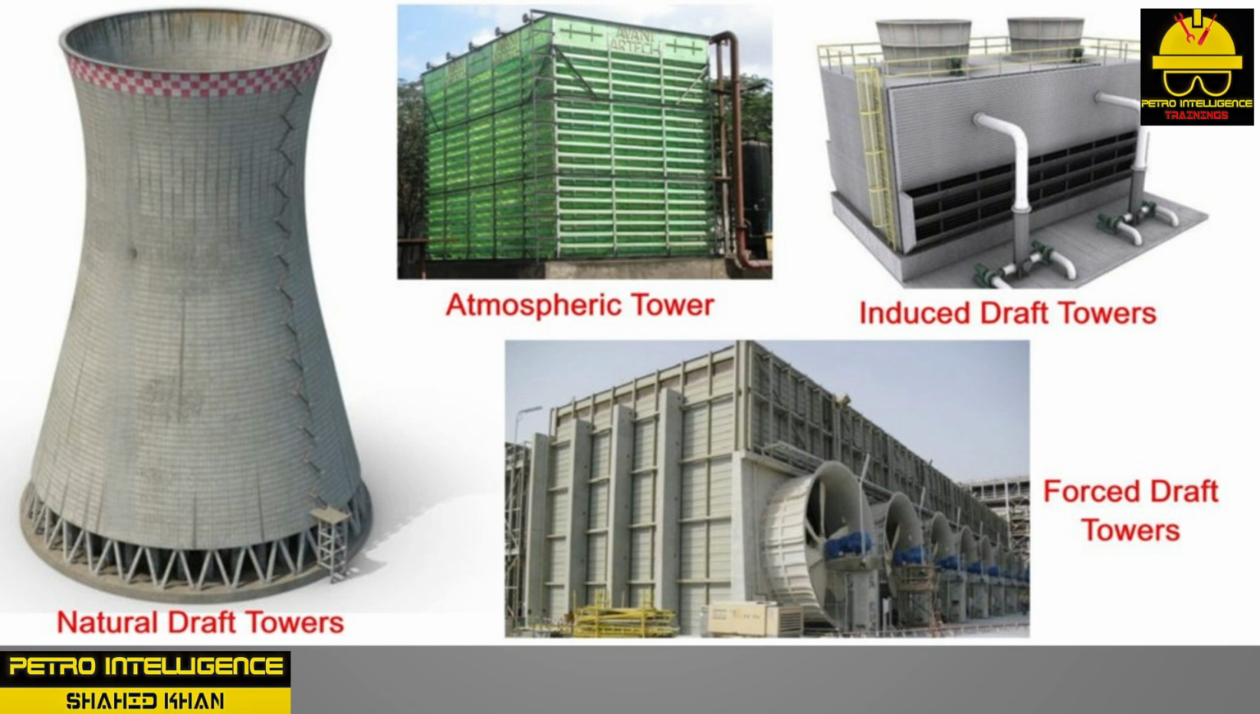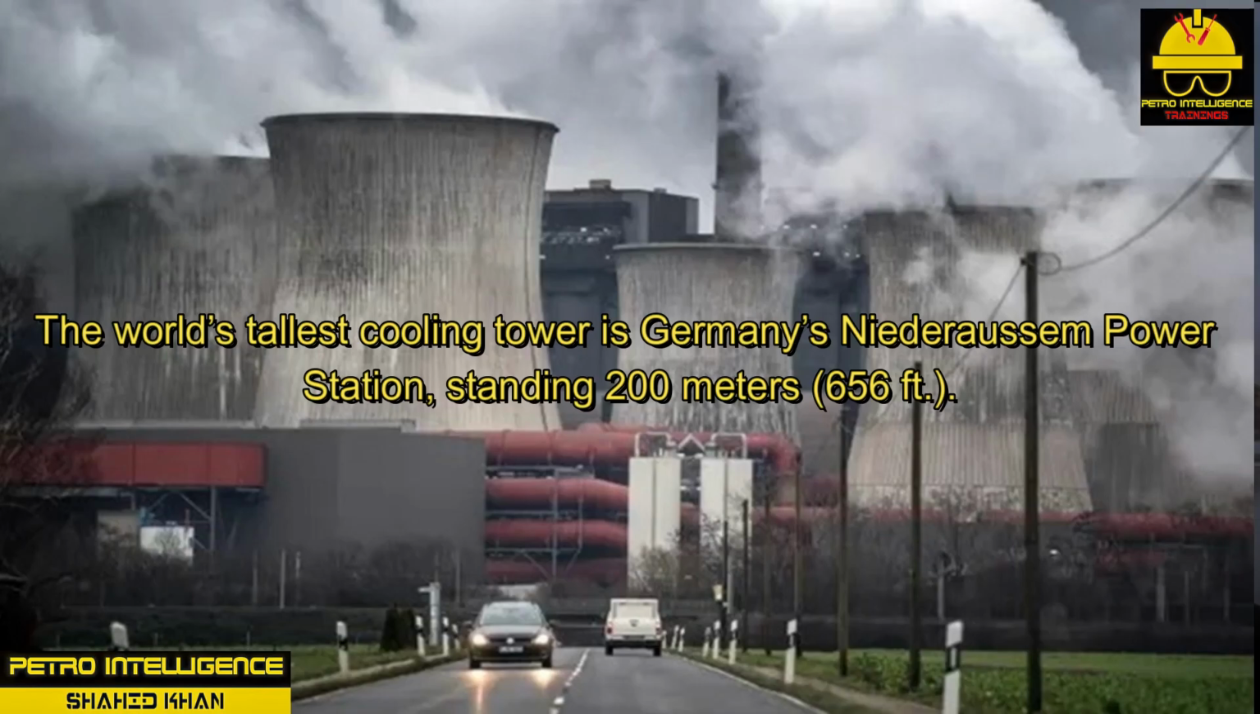Forced draft cooling towers primarily use counterflow arrangements. Induced draft cooling towers primarily use crossflow, but counterflow designs are available. The world's tallest cooling tower is Germany's Niederaussem power station, standing 200 meters or 656 feet.